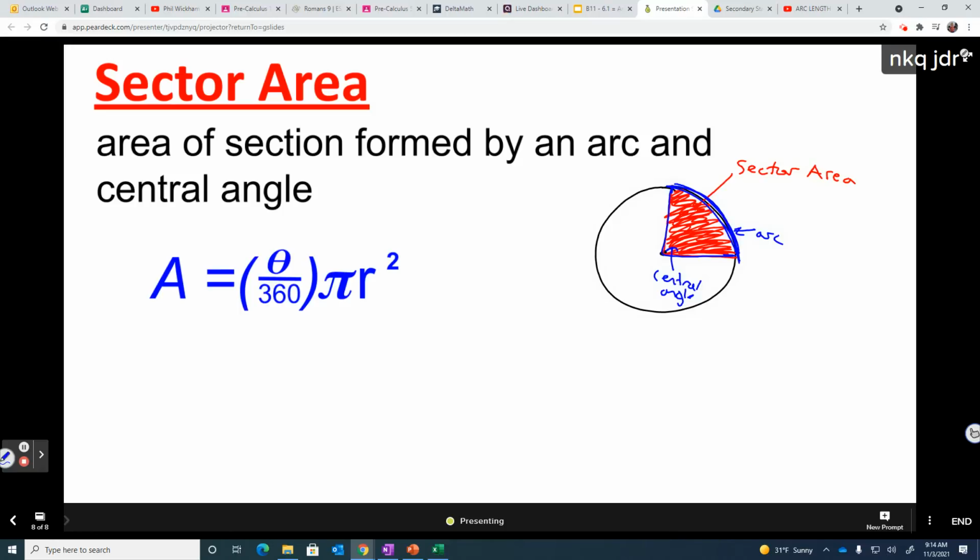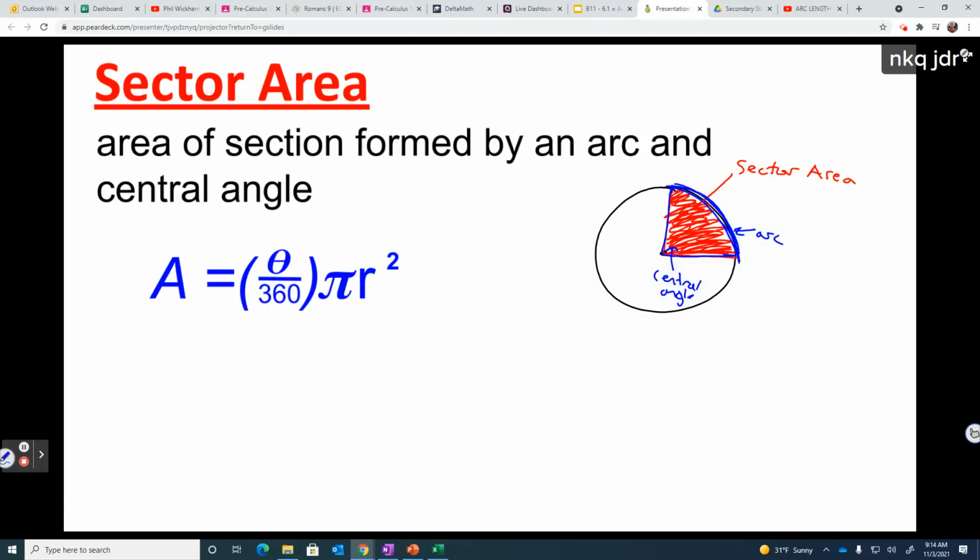So here's the formula. Theta over 360 times pi r squared. Maybe you can recognize part of that formula as well. What's theta? Theta is just the angle, the central angle.